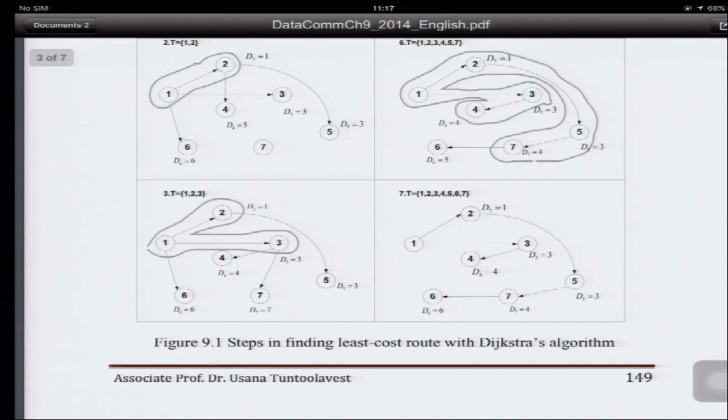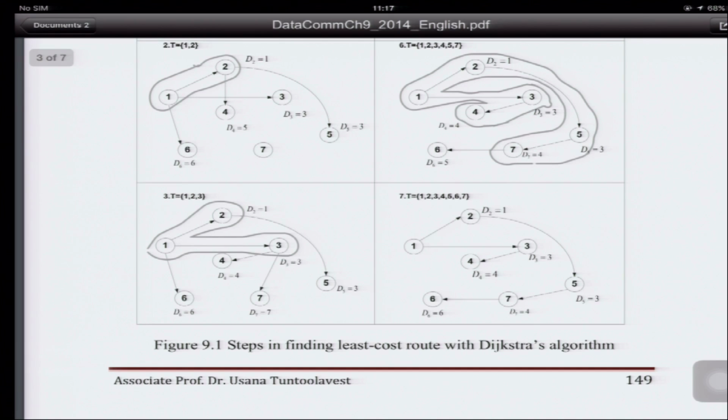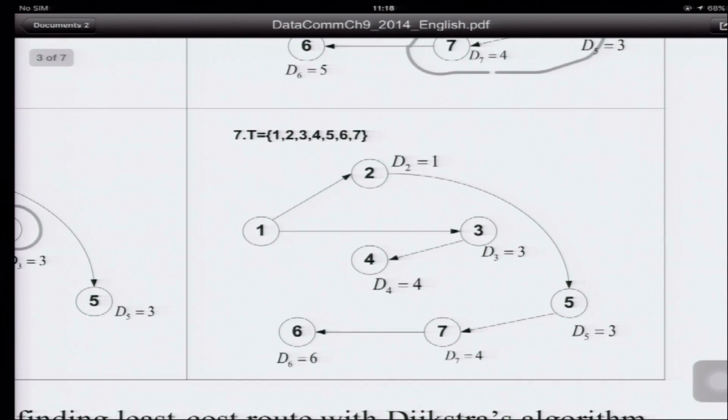You can change and do it with source node number 2, number 3, number 4, number 5, number 6, number 7. You can change the source node, and you may get different answers, especially if the link's two directions are different. Sometimes when you go one way, it is cheaper than going another way. So the path may be changed.